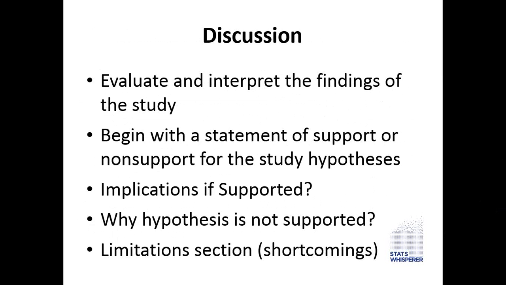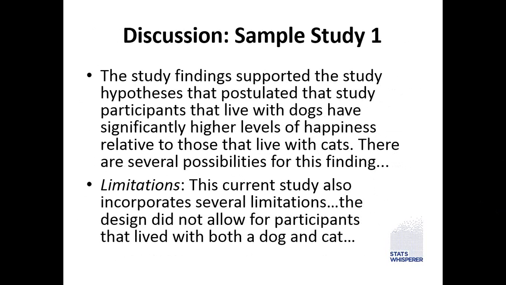And also in this study, the discussion section often incorporates a limitation section, which describes the shortcomings of the study. Okay, so if we apply this to sample study 1, we could say the study findings supported the study hypothesis that postulated that study participants that live with dogs have significantly higher levels of happiness relative to those that lived with cats. So it's a good first sentence to start off with, just saying this is what the study found, relative to the study hypothesis.